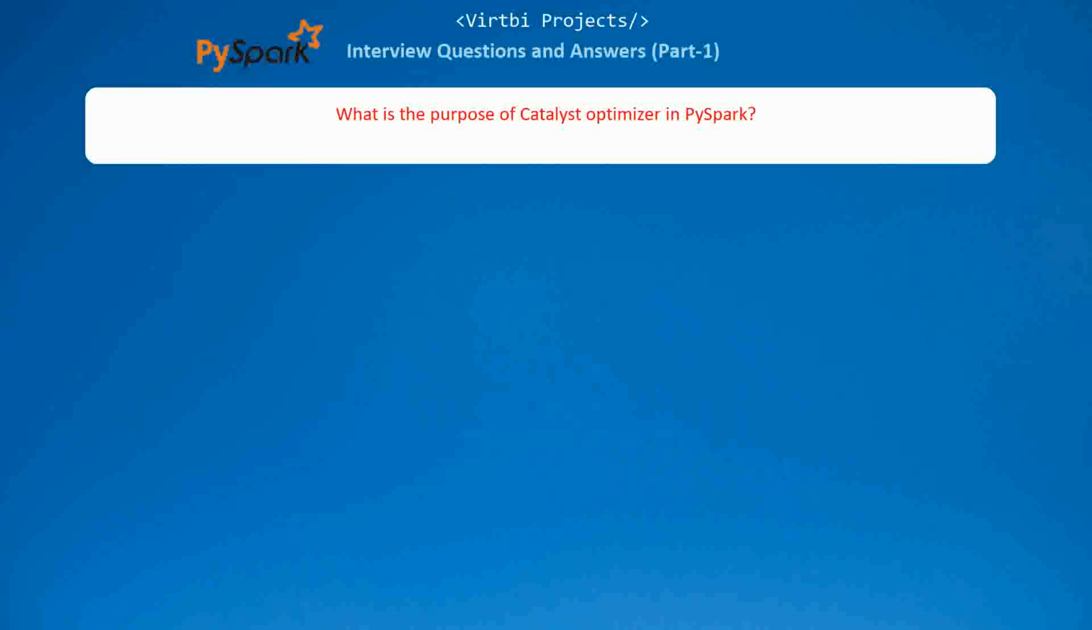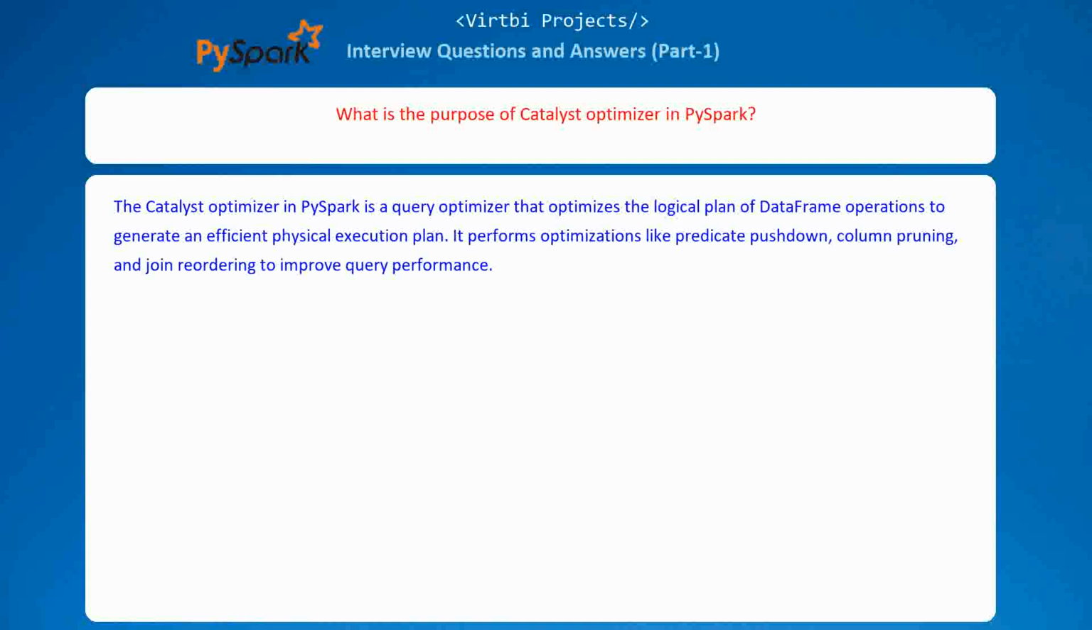What is the purpose of Catalyst Optimizer in PySpark? The Catalyst Optimizer in PySpark is a query optimizer that optimizes the logical plan of DataFrame operations to generate an efficient physical execution plan. It performs optimizations like predicate pushdown, column pruning, and join reordering to improve query performance.